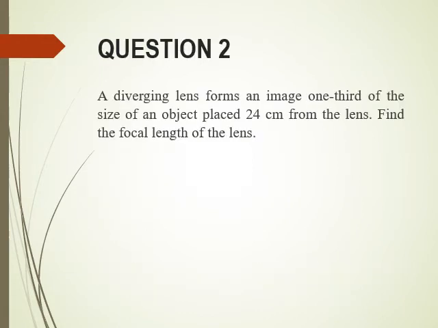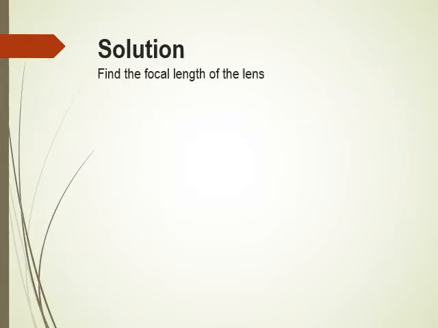Question 2. A diverging lens forms an image 1/3 of the size of an object placed 24 cm from the lens. Find the focal length of the lens. To find the focal length of the lens, you need both u and v. But now you don't have enough information. So what are we going to do? Let's try to analyze the question.